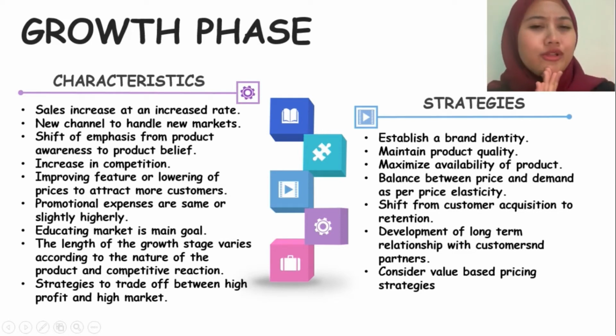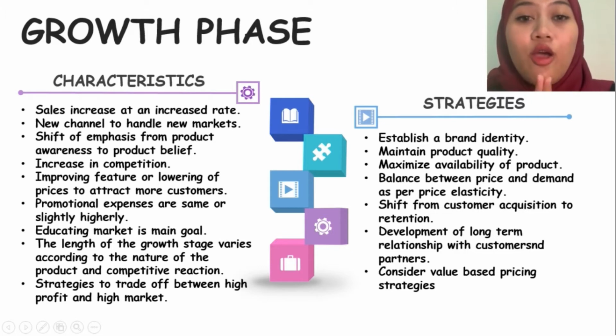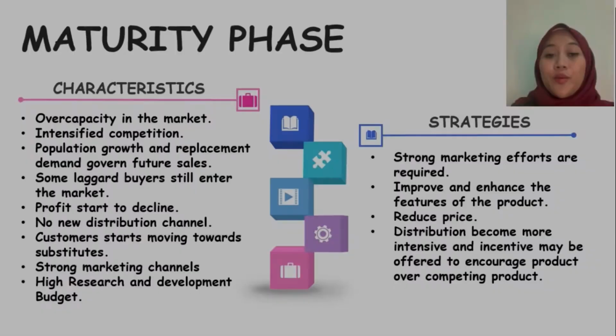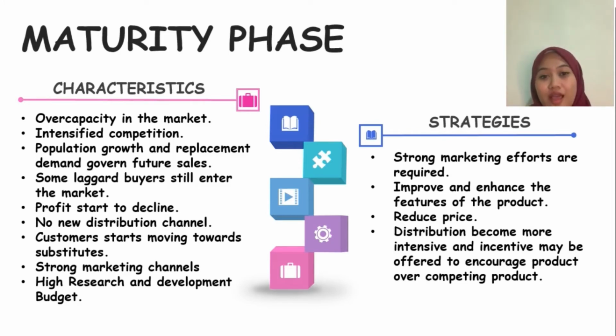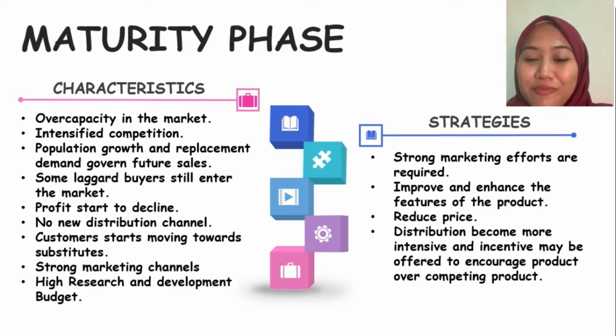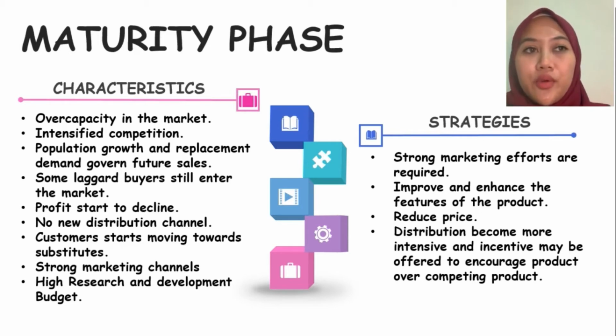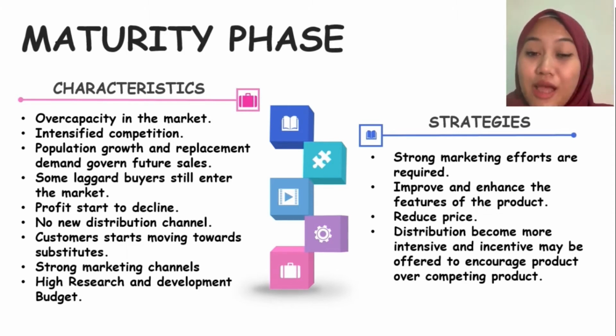Next is what we are going to talk about. Yes, the characteristics during the maturity phase. We are here already at the maturity phase. What are the characteristics during the maturity phase? Firstly, overcapacity in the market. There is overproduction of the product. Intensified competition. There are a lot of competitors that promote the same product. Population growth, replacement demand covering future sales. Some laggard buyers still enter the market at that time.